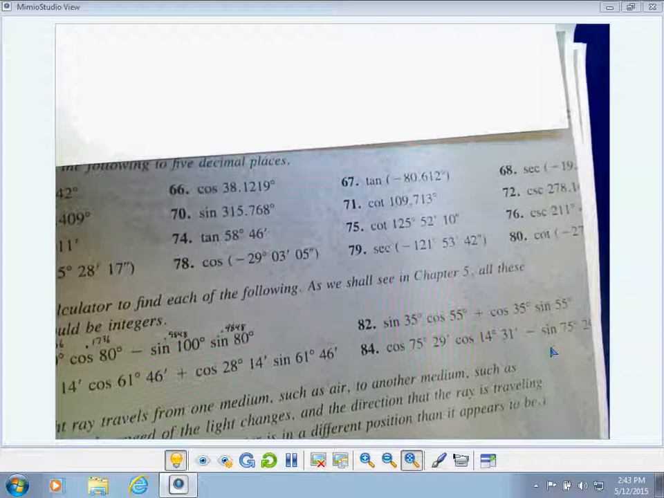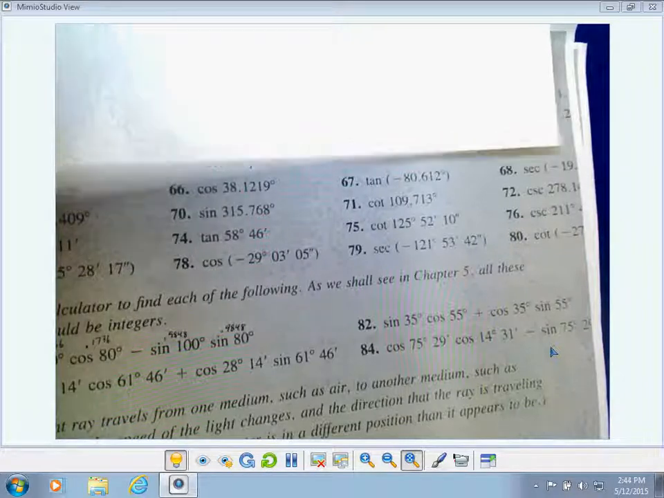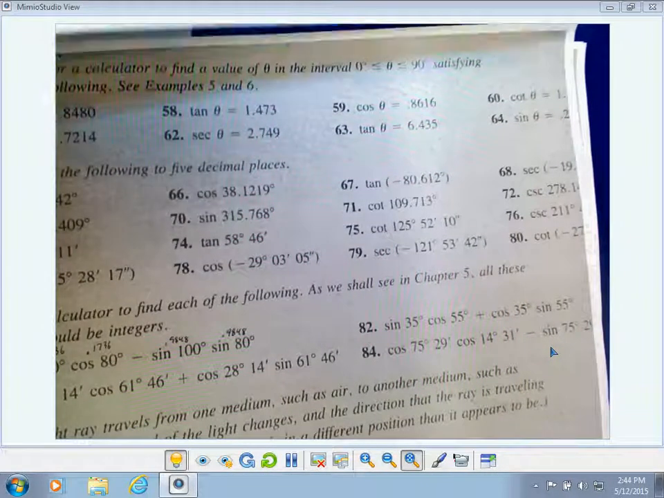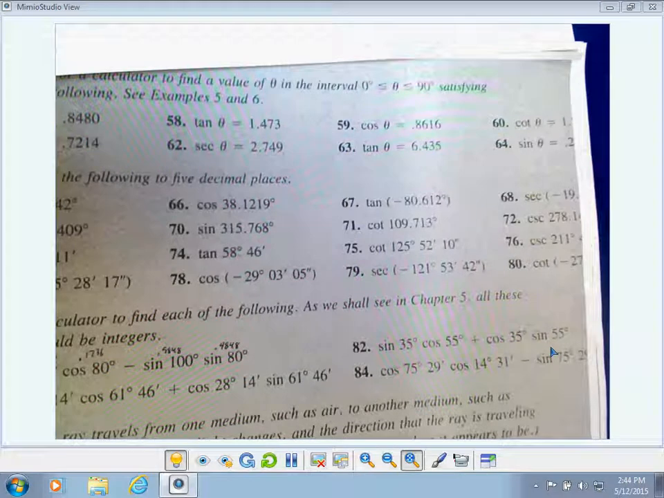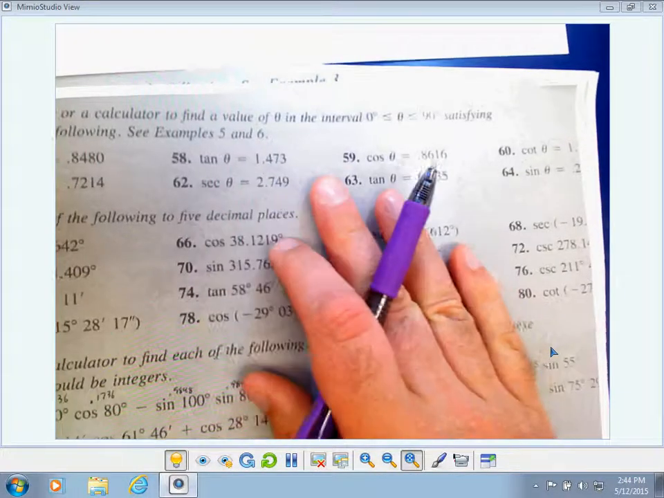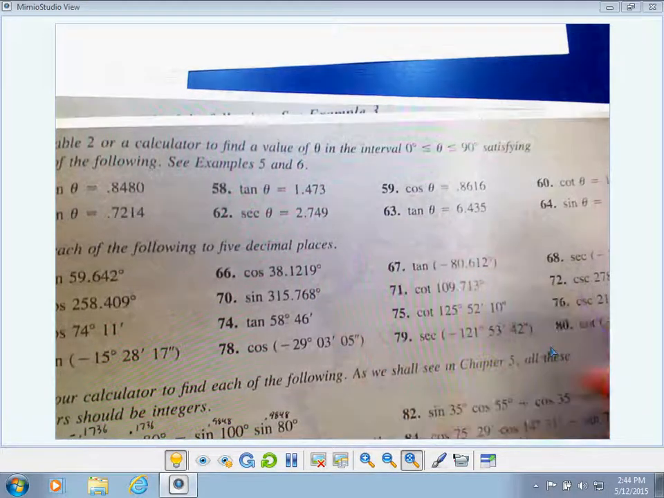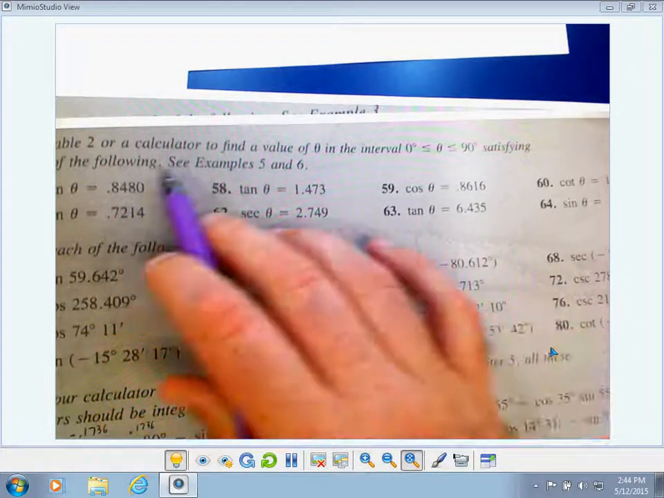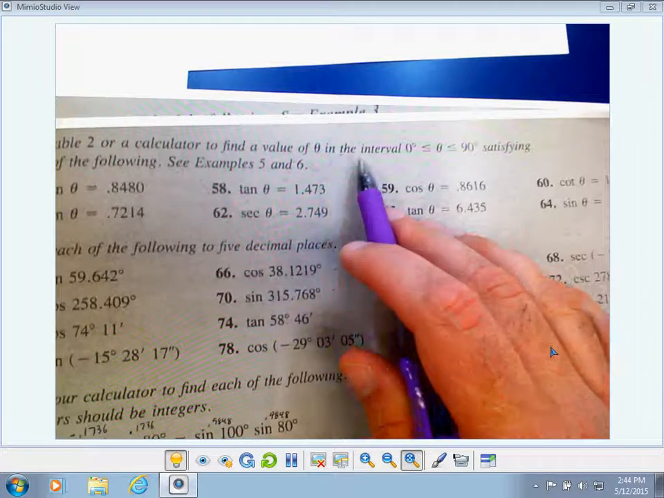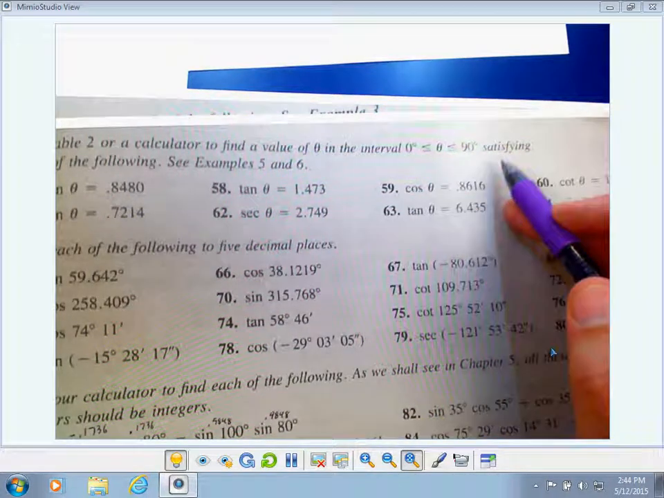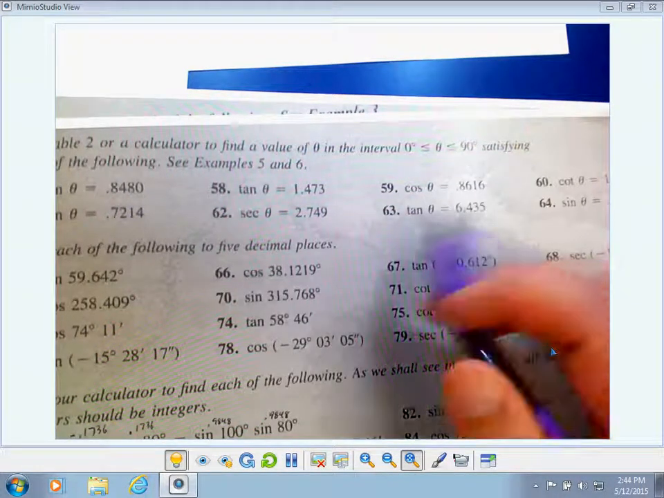Go to another one. All right, these ones say to do these to each of the following. I don't know what parts of these you were having trouble with or not, so I'll just do a couple out of each. When it says to use your calculator to find a value of theta, in other words, find an angle in an interval between 0 and 90 that satisfies each of the following.